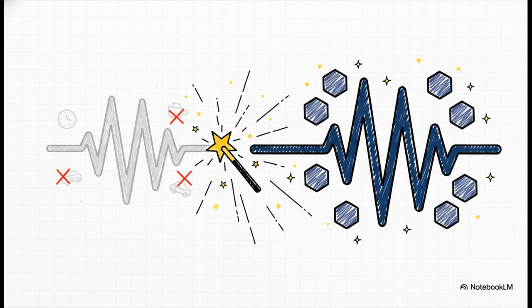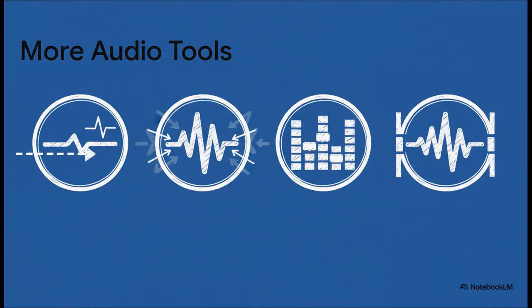The background noise just vanishes, the echo is gone, and the voice is suddenly right up front, super clear and professional. That's the difference between something that sounds like it was recorded in an echoey bedroom and something that sounds like it came out of a professional studio. And that Enhance Speech button, that's just the beginning.